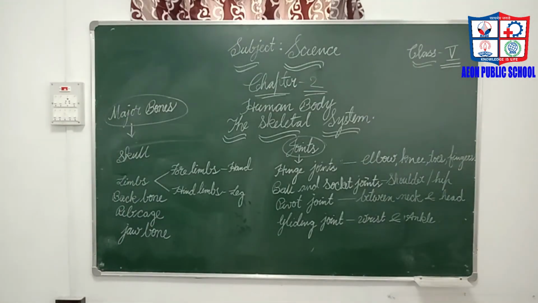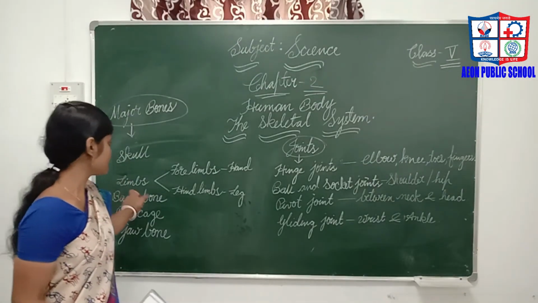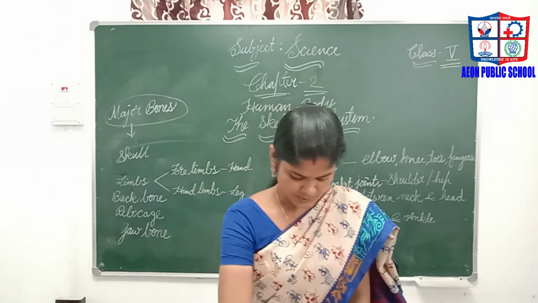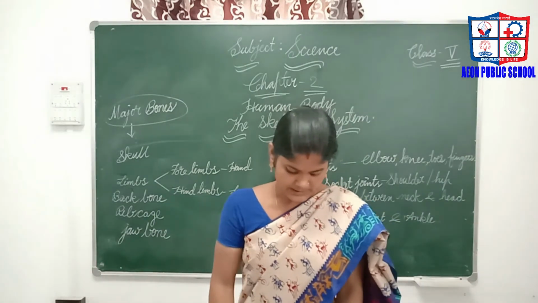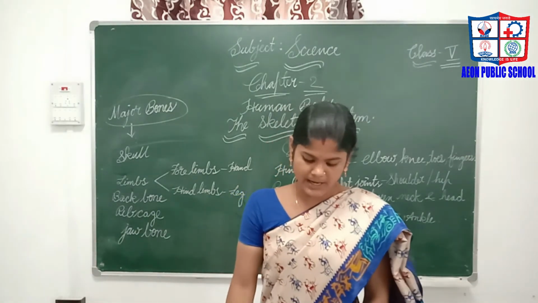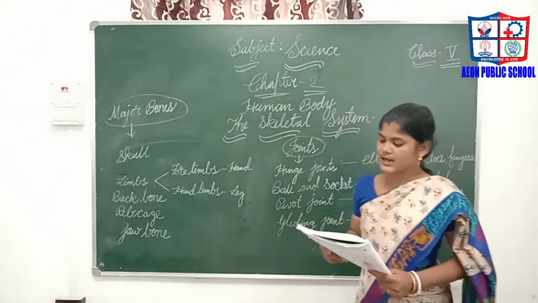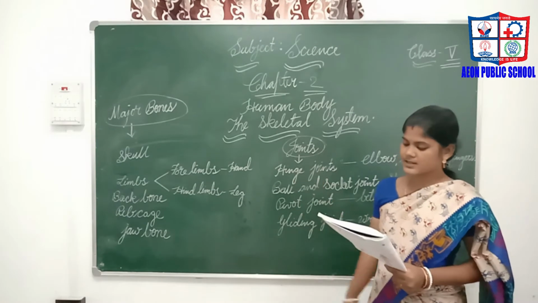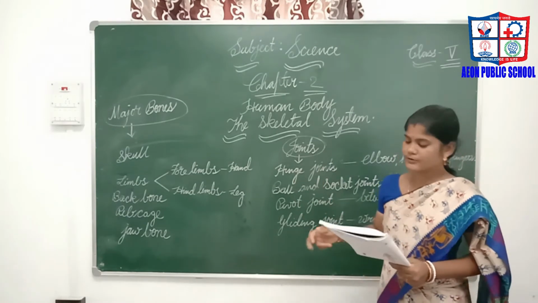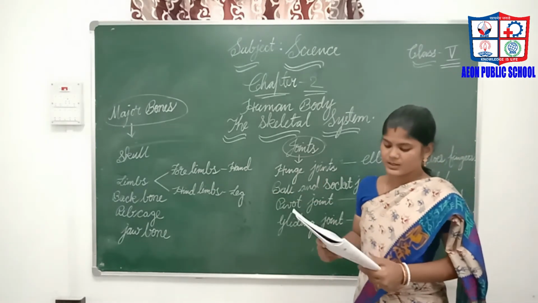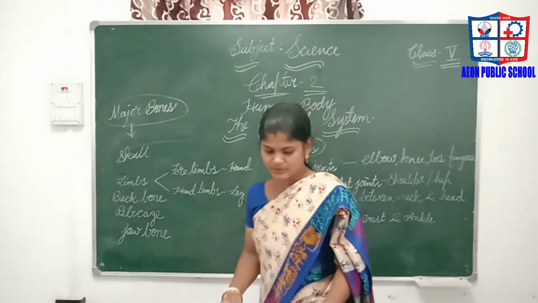Okay. Next part is limbs. So there are 2 types of limbs: forelimbs and hind limbs. So human beings have 2 pairs of limbs, that is forelimbs, or the arms or hands you can say, and the hind limbs, that is the legs. So forelimbs, see the figure.